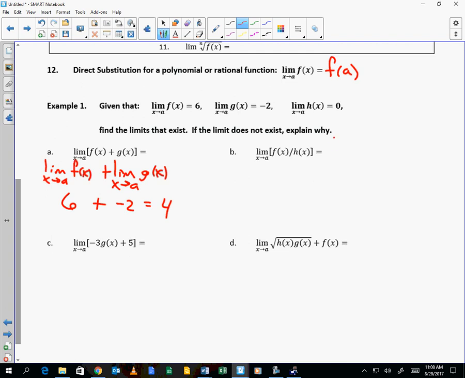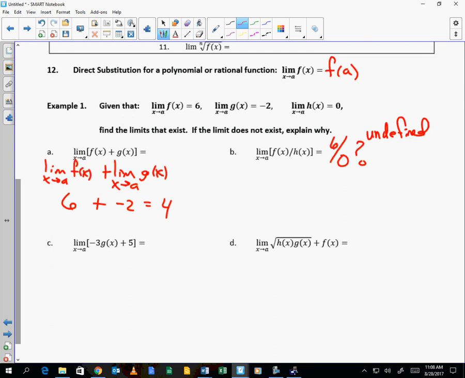6 divided by 0. Now, that's a little bit more confusing. I'll show you why. A lot of times we see 6 divided by 0. A lot of people would write undefined. That's not always true with limits, okay?